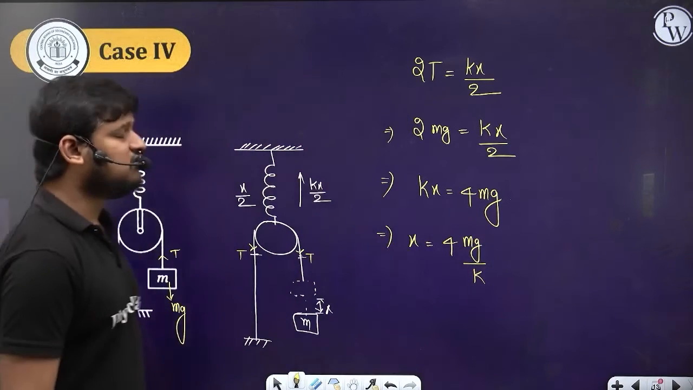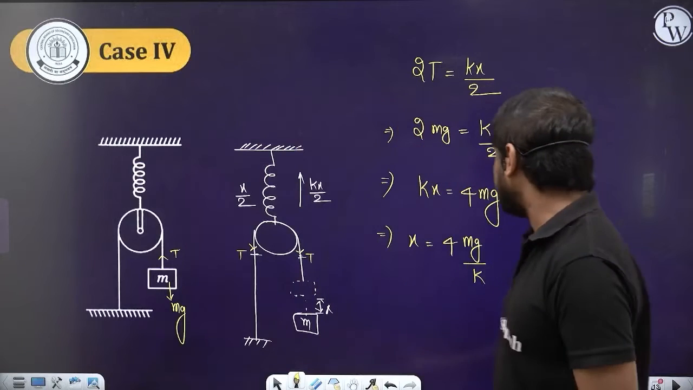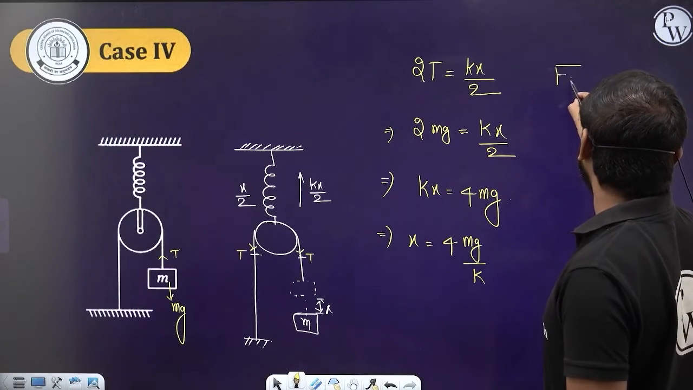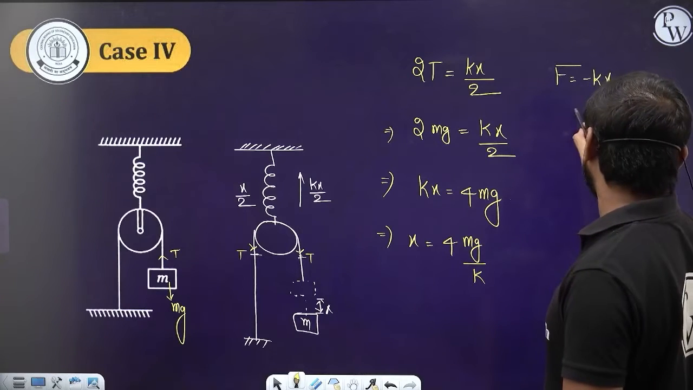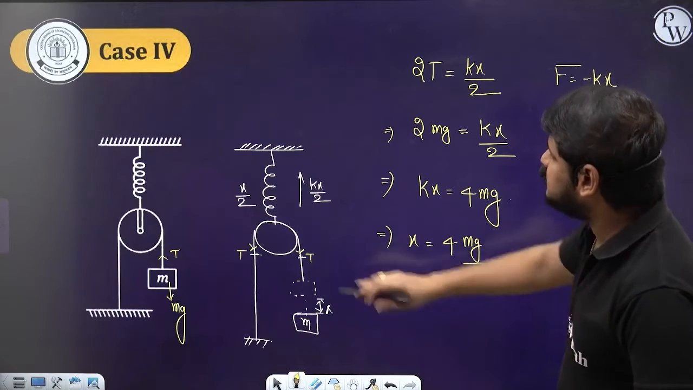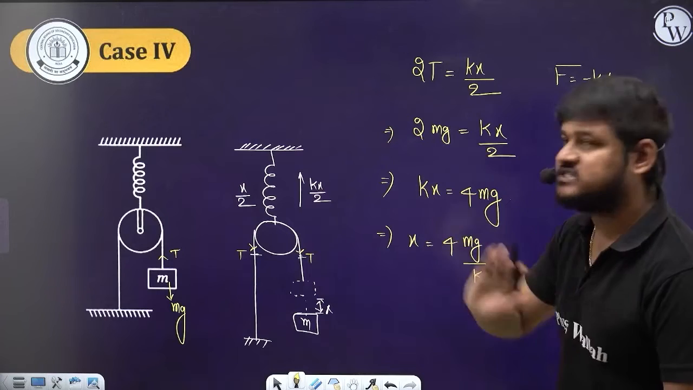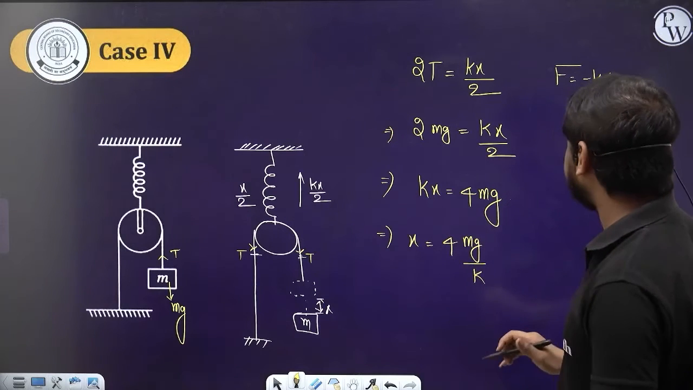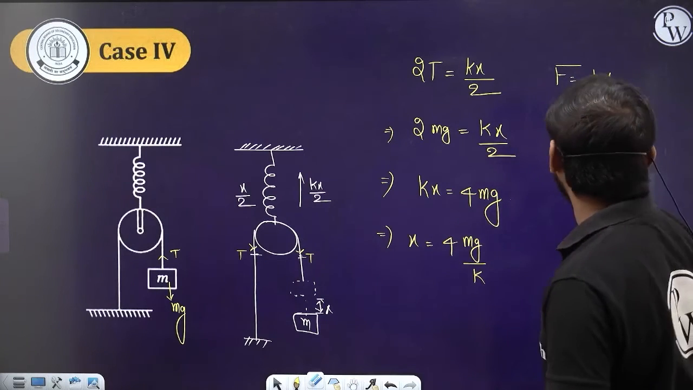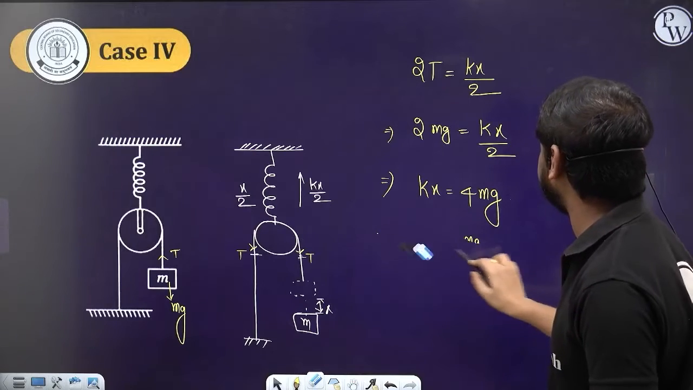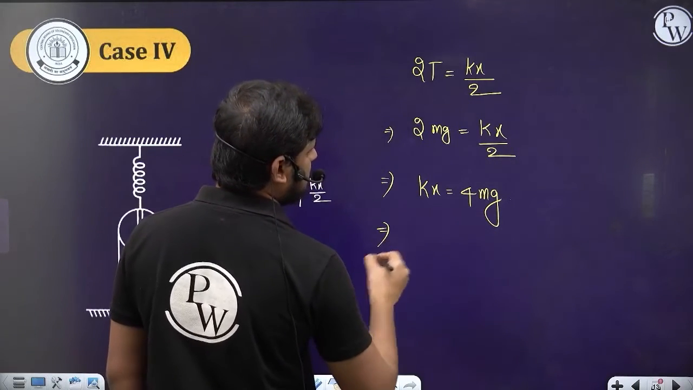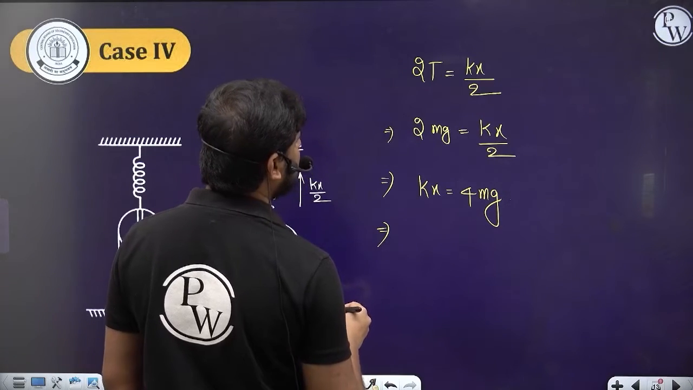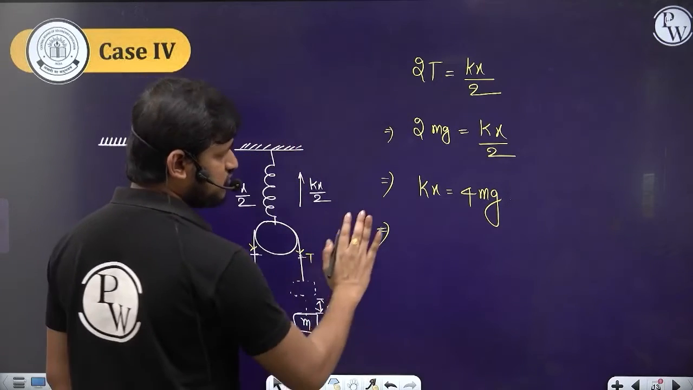Now you have to represent it in F is equal to minus kx form. How do you represent it in F is equal to minus kx form? F is equal to minus, force is upward and the displacement is downward. So in place of k, what do we have? The coefficient, see, or else you just write it this way. Let's write it this way: 2mg is equal to kx by 2. So just a minute guys.